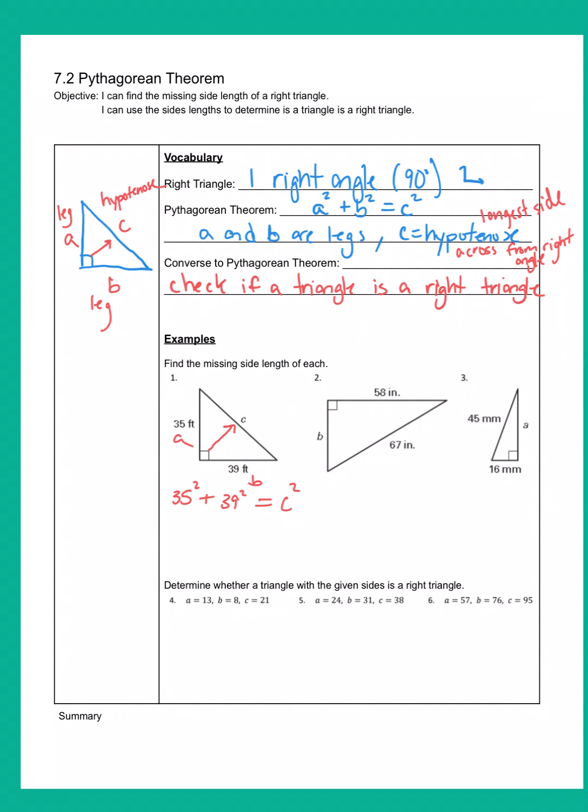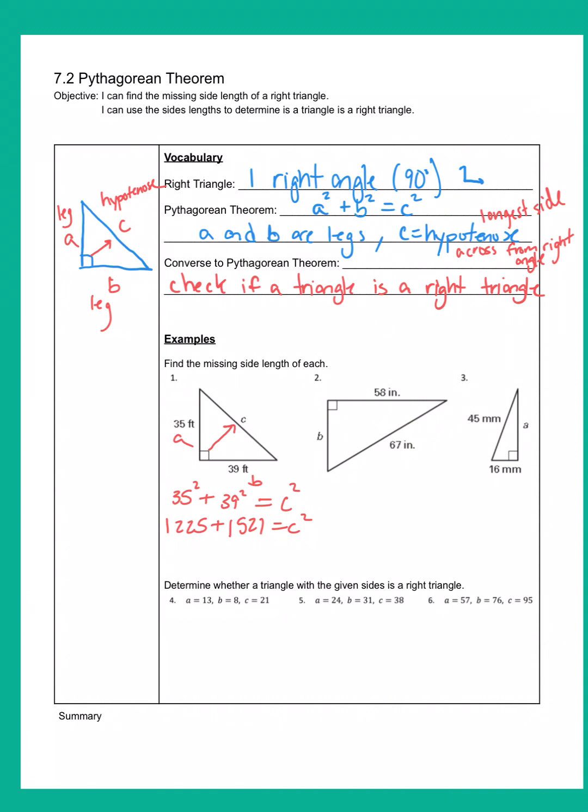Then we're just going to plug into a calculator. We're going to do 35 squared. That means 35 times 35, and that is going to give us 1,225, plus 39 squared. That means 39 times 39, and that is going to give us 1,521. And it is still equal to c squared.